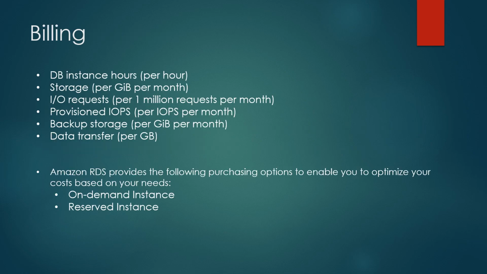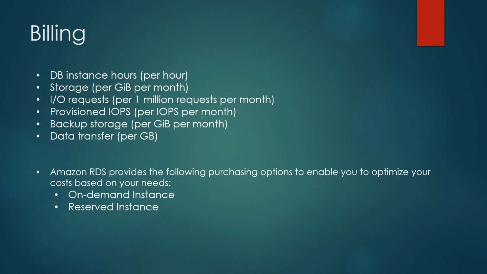In RDS, billing is calculated based on different factors. These are DB instance hours, storage, IO requests, provisioned IOPS, backup storage, and data transfer. So what is a DB instance hour? Based on the DB instance class of the DB instance, pricing is listed on a per-hour basis, but bills are calculated down to the second and shown in decimal form. RDS usage is billed in second increments with a minimum of 10 minutes.